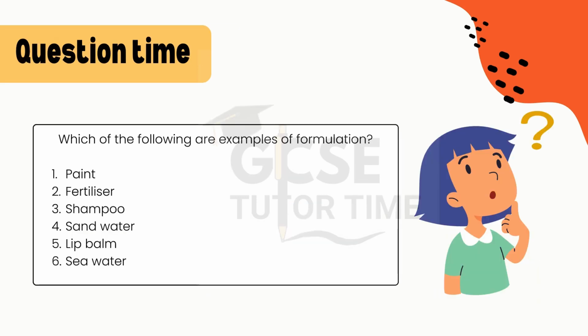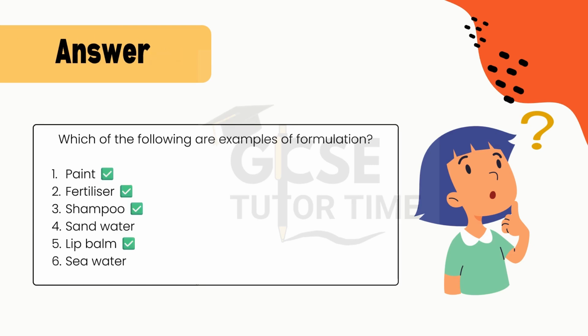Question for you. Which of the following are examples of formulation? Paint, fertilizer, shampoo, sand water, lip balm, or seawater? Pause, sort out, and then check your answer. If you answered that formulations include paint, fertilizer, shampoo, and lip balm, you are correct, because all of these have a proper, specific proportion of the ingredients in them. They never change.